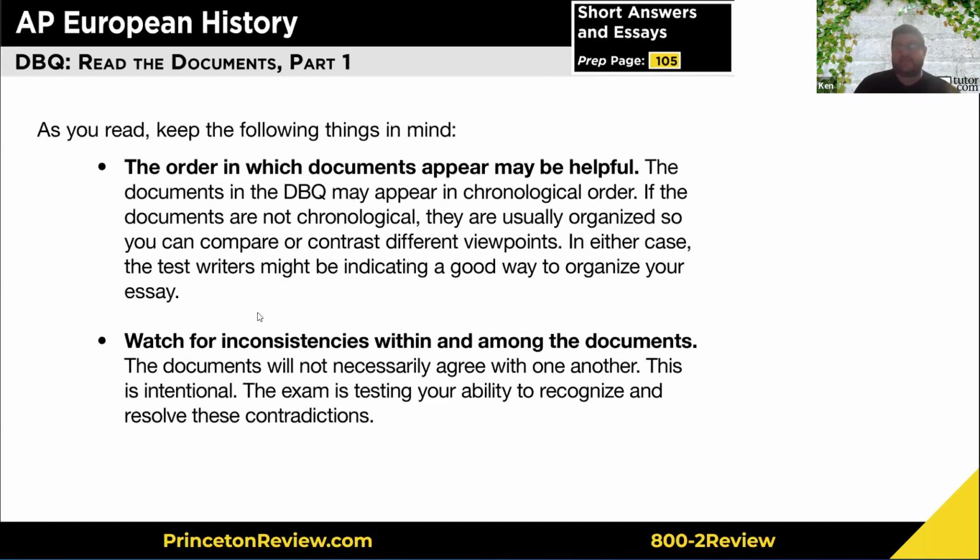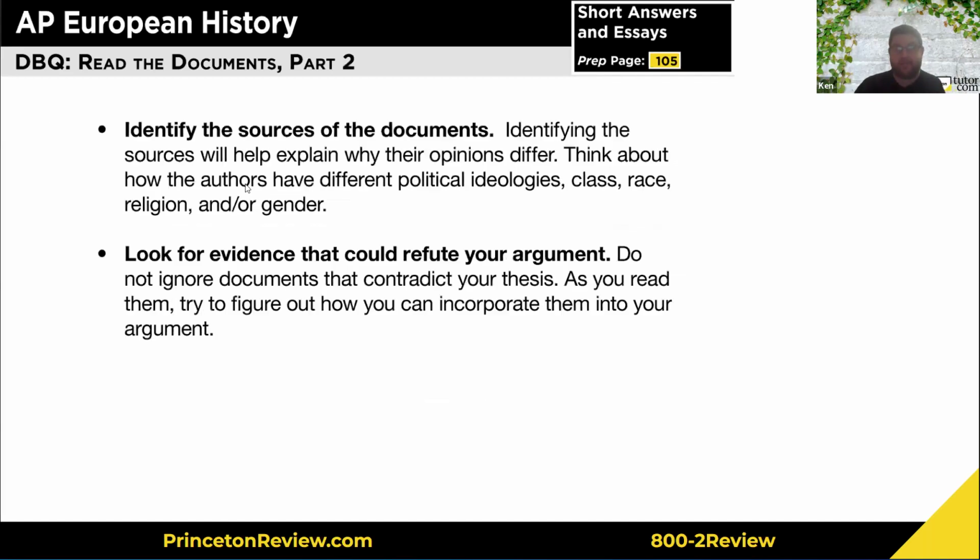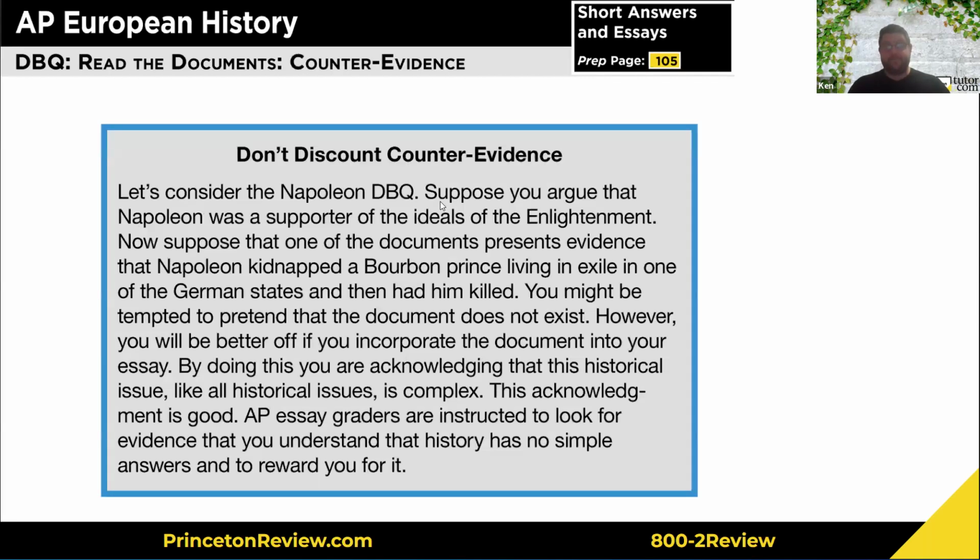Watch out for inconsistencies within and among the documents. Every time you can see that 2 documents disagree, those documents should be grouped together. Make sure you understand who the different sources of the documents are, because that's going to affect your grouping as well. And make sure that if something goes directly against your argument, for instance, if you say Napoleon was more of an advocate for the ideas of the Enlightenment than a detractor, you need to make sure you're going to address each document that shows him as a detractor.